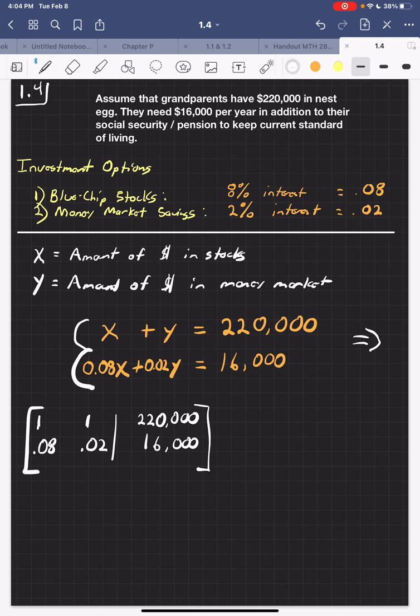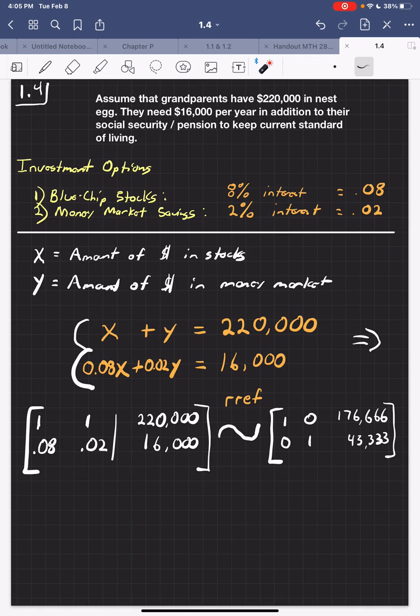All right, now at this stage, either through row operations by hand or through the use of technology, we've talked about RREF, reduced row echelon form. If we row reduce this matrix, here is the result. 1, 0, 0, 1, 176. I mean, we've rounded a little bit. $176,666, and then $43,333. There's some change left over here, but this is good enough.